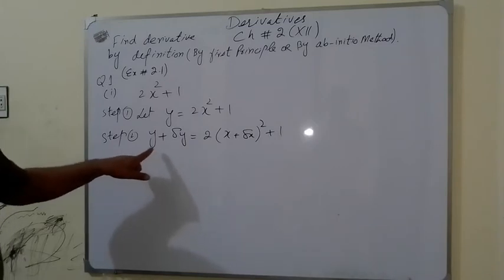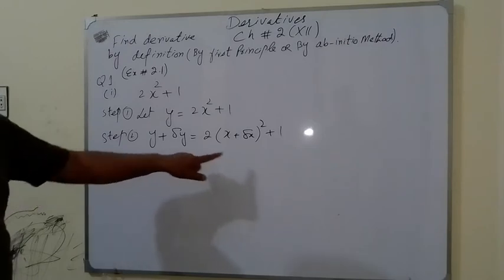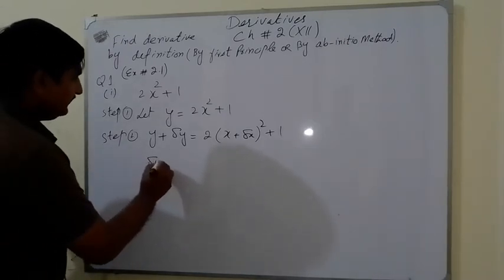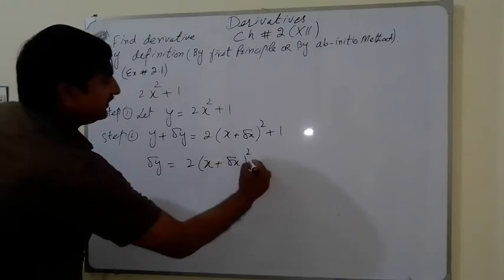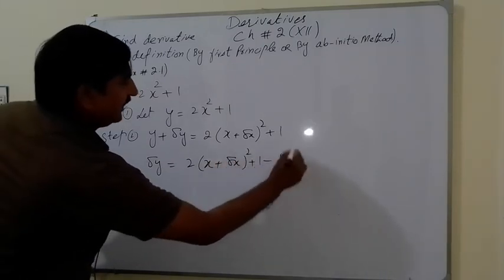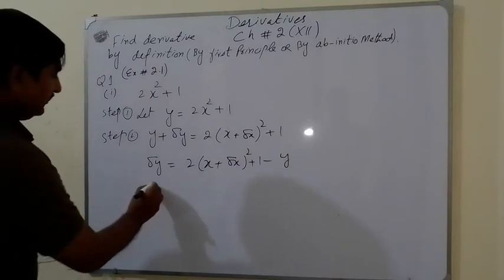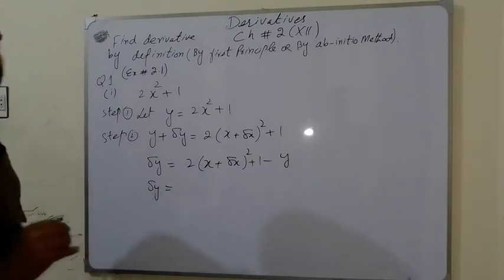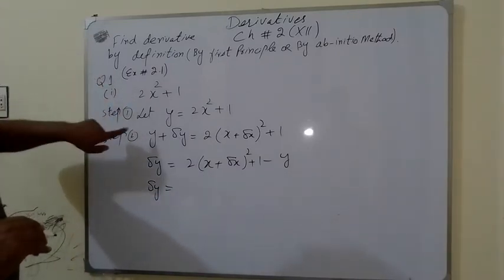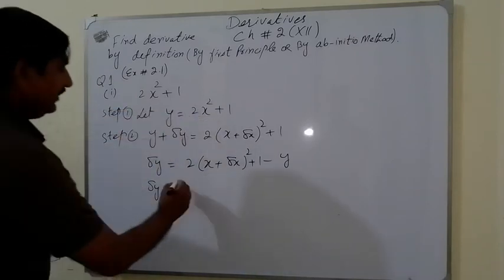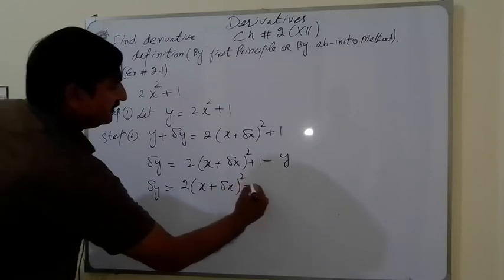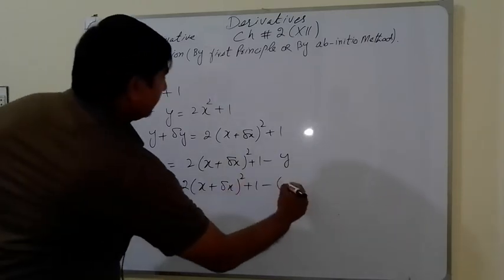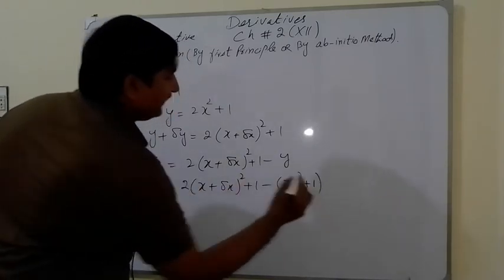In the next step, we have to move this y value from the left to the right side, and it becomes del y is equal to 2 into (x plus del x) whole square plus 1 minus y. Right? Now put the value of y which we had at the start. We let y equal 2x square plus 1, so we write minus y within a bracket, 2x square plus 1.